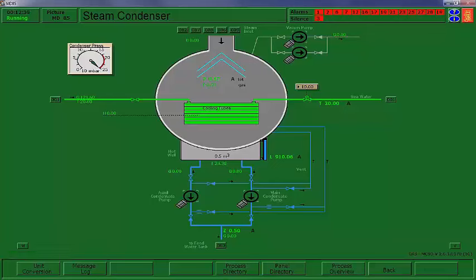Now the one thing when I look at this hot well, and I see that the level in the hot well is all the way at the top of the glass, I'm going to pump that down. I don't know if there's a level up into the condenser. So we're going to start up, and I use the bigger pump, because we just want to pump it down. And we're going to pump that down to about mid-glass.